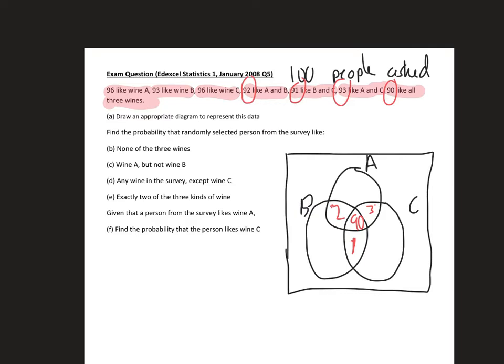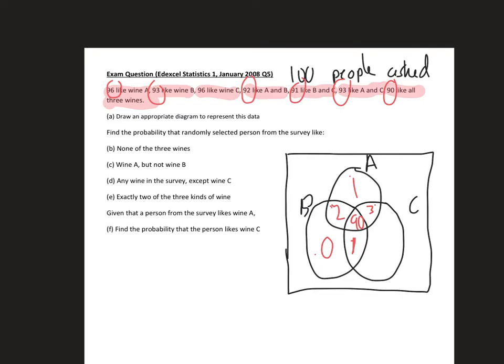So I can look for A. So A, it tells me that 96 people like A. However, I've already got 95 people in A already. So that means I need 1 more person. Now I can do B. 93 people like B, but I've already got 93. So that's a 0 there. So that means no one just likes wine B. If they like wine B, they automatically like A or C.